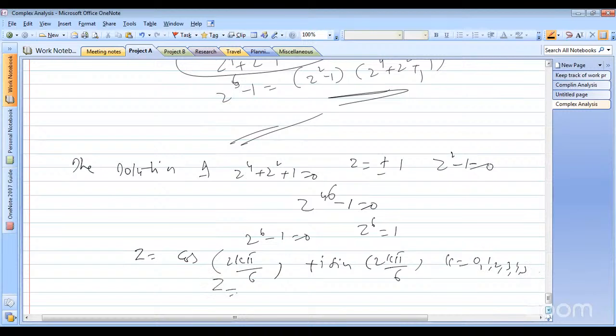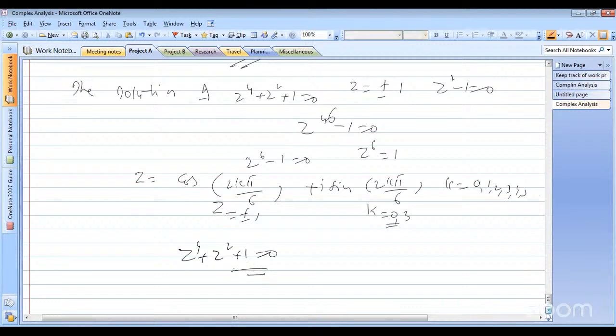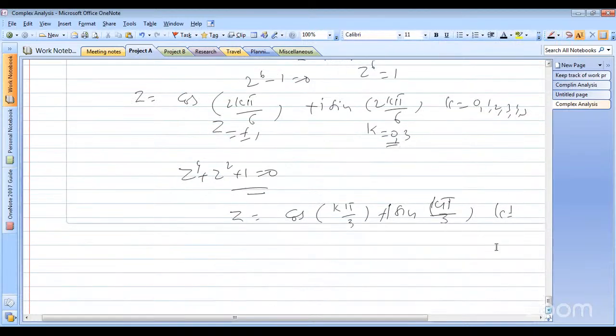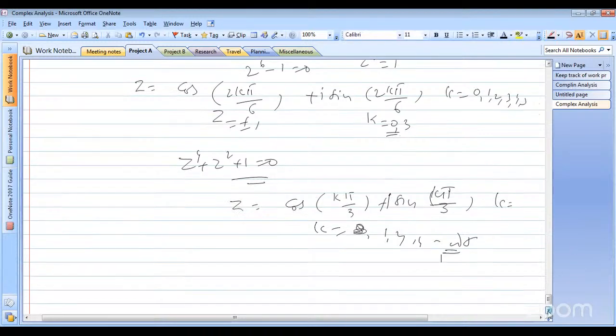So z is equal to plus or minus 1, corresponding to the values k is equal to 0 and 3 respectively. So the solution of z power 4 plus z square plus 1 is equal to 0. The corresponding value is z is equal to cos(k pi by 3) plus i sin(k pi by 3). So k is equal to 0 and 3 we are not taking, and k is equal to 1, 2, 4 and 5 we are taking here. Then the z values we are taking here.